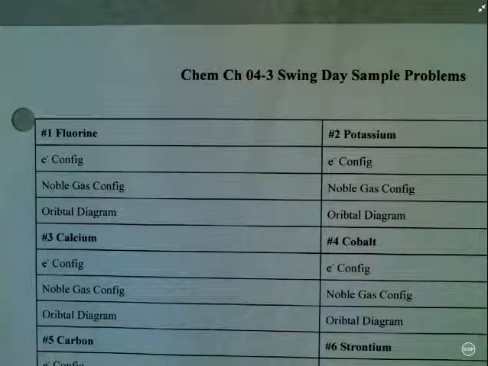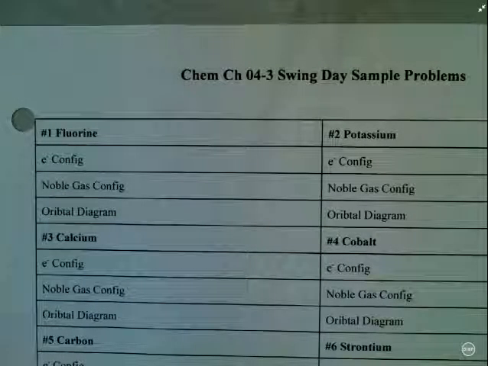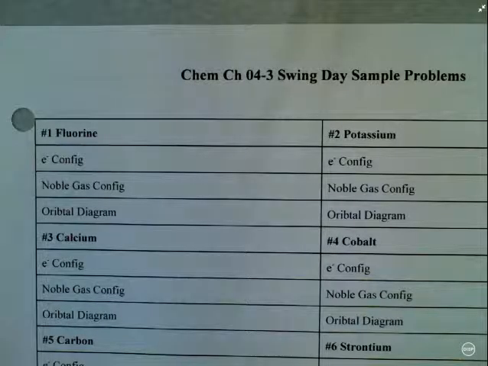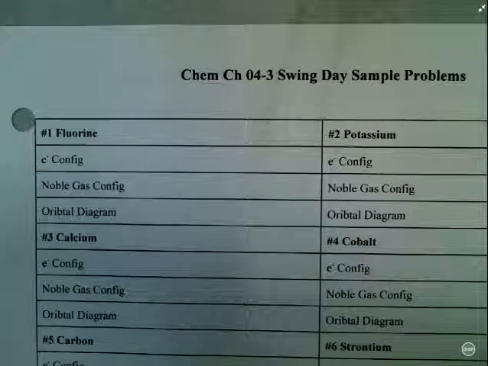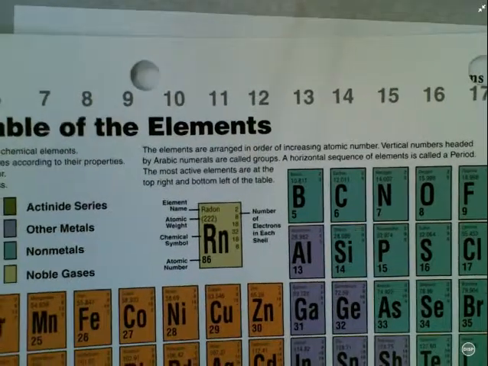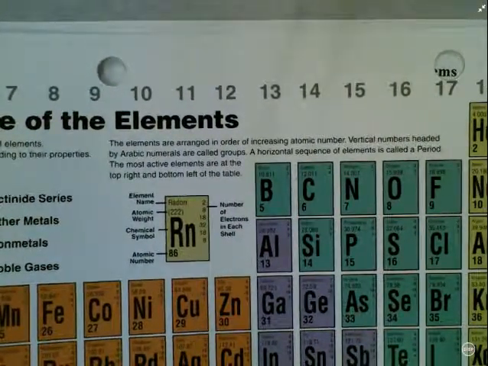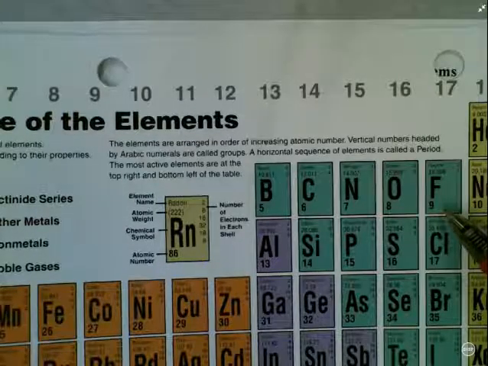Okay? Definitely want to follow along with me so that you can have this as reference if you need to study at some point in the future. Now you want to have a periodic table present. Okay, we're talking about fluorine, which is F over here, number 9.